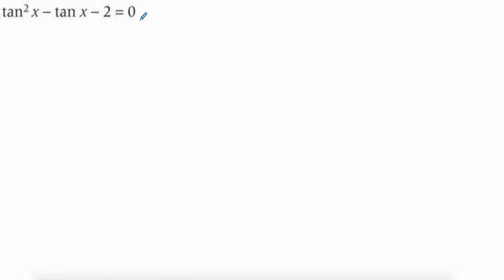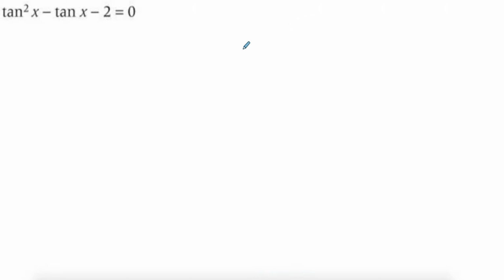So I'm going to start off quite big here. And I have this equation in terms of tan. So I have tan squared x minus tan x minus 2 equals 0. You actually don't have to use any of the identities or so. The trick in this question, which actually appears very often when you're dealing with functions, is that this is basically a quadratic in terms of tan.